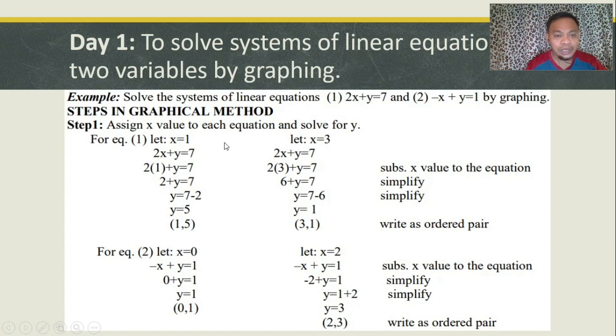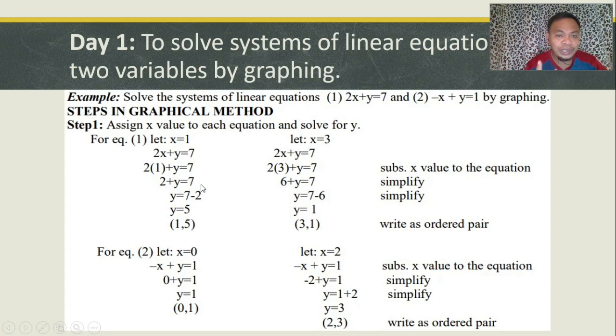Okay, so first, we will solve y when x is equal to 1. Let x is equal to 1. So, substitute po natin na yan doon sa ating equation na 2x plus y is equal to 7. Our x is 1. So, therefore, 2 times 1 plus y is equal to 7. Then, simplify. 2 plus y is equal to 7. Saan galing si 2? Ito. 2 times 1 equals 2. So, nagiging 2 plus y is equal to 7.